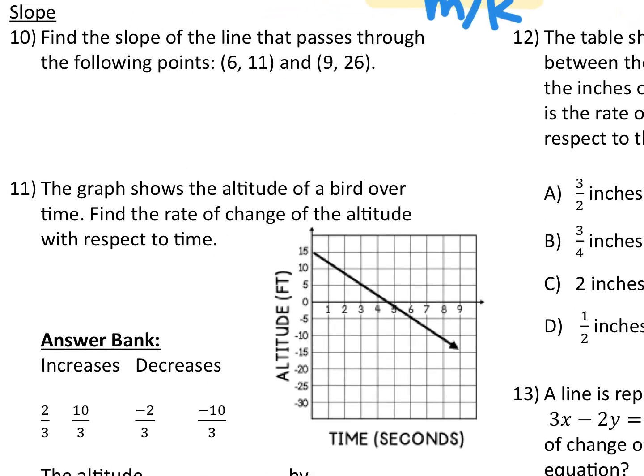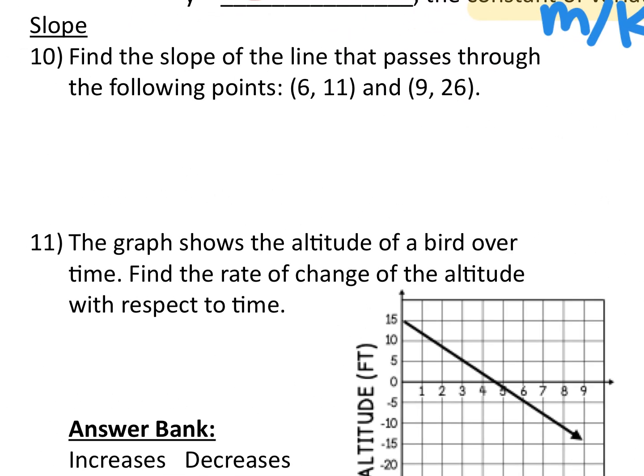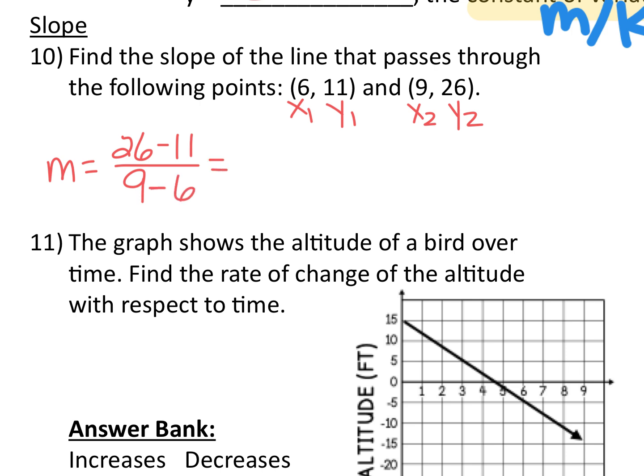Find the slope of the line that passes through (6, 11) and (9, 26). So you can use list and spreadsheets here, or you can in fact do your labels. And you can use your slope formula that we talked about up at our vocabulary. So letter C, y2 minus y1 over x2 minus x1. So y2, 26 minus y1, 11 over x2, 9 minus x1, 6. You could also put that in your calculator if needed.